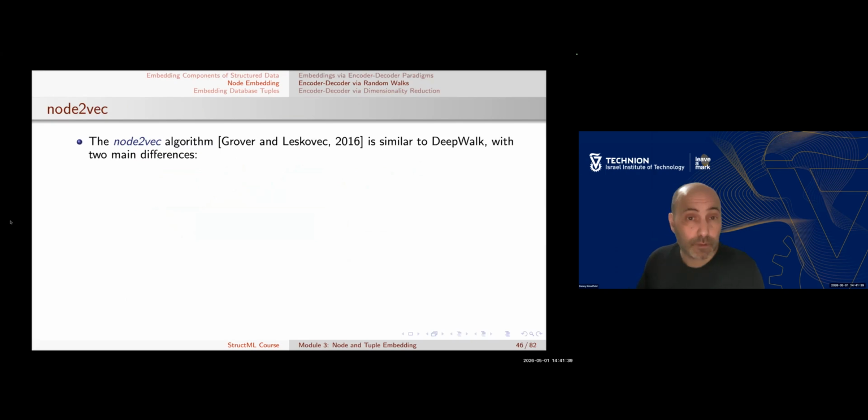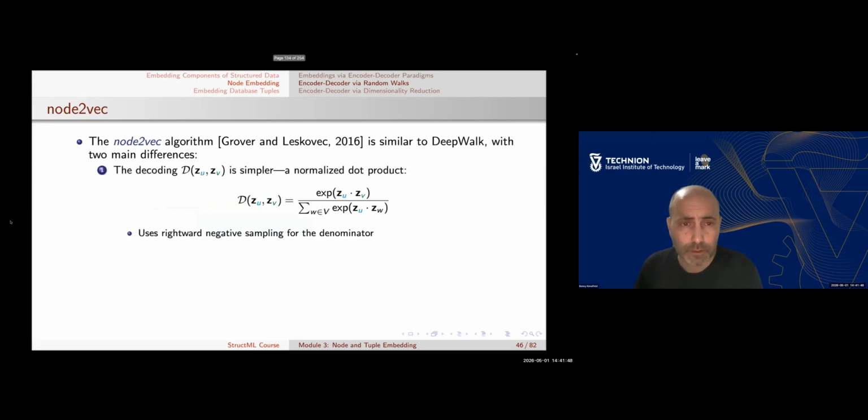Another algorithm is node2vec. This is similar to DeepWalk, but with a more direct probability expression. This decoder, DUV, is basically a normalized dot product. So it's the exponent of the dot product of the embeddings, normalized by the sum over W, that is, UW. But generally, it is the same idea. And if you want to normalize efficiently, what do you do? Negative sampling, right?